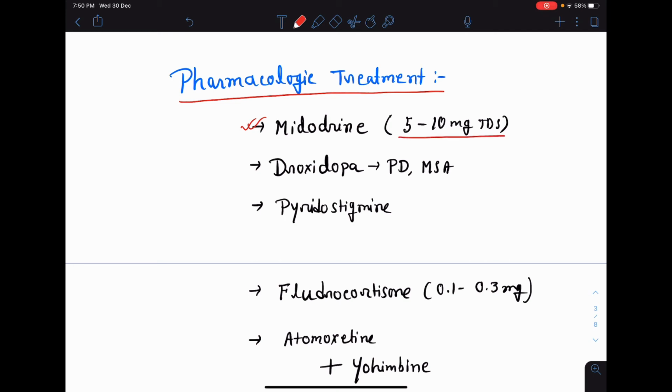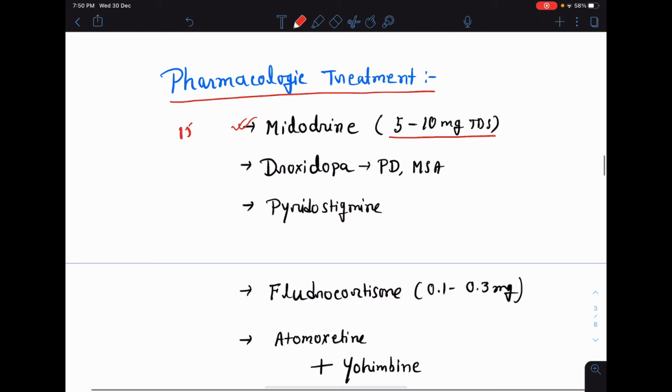But it has been seen that if we dose it in a decreasing order, for example 15 milligrams in the morning, then 10 milligrams at noon, and 5 milligrams in the afternoon, then the patient usually responds well. So we should remember that.